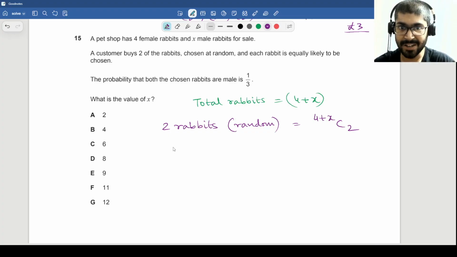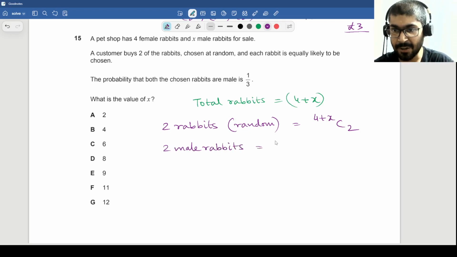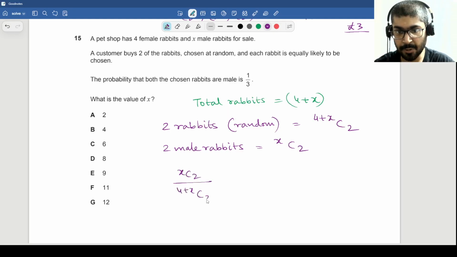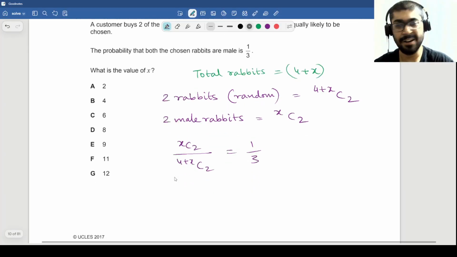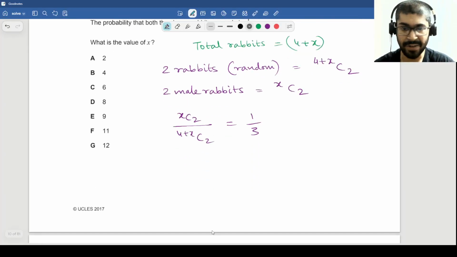Now, what is the chance that I choose 2 male rabbits? For male rabbits, I know the total population is X, right? So that will be X C 2. Now this ratio is given to be 1/3, right? So X C 2 divided by (4 plus X) C 2 is equal to 1/3. This is the core of the problem. Now you put the values, use the factorial notation, solve it, and you will get your answer.